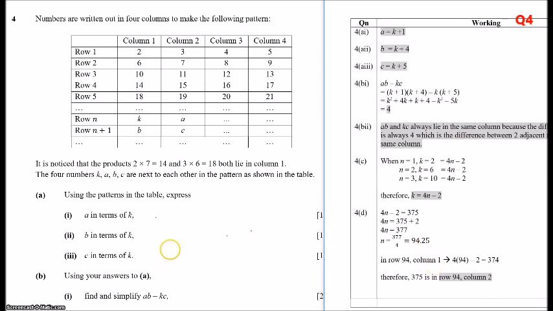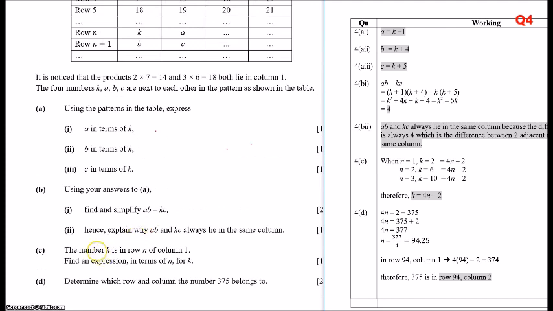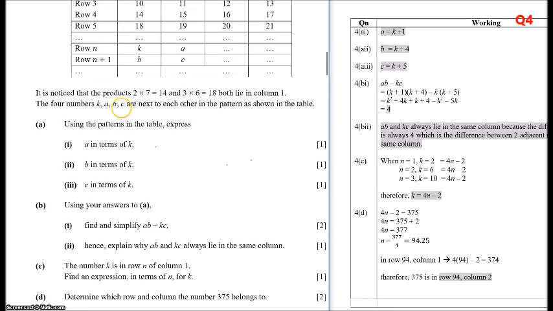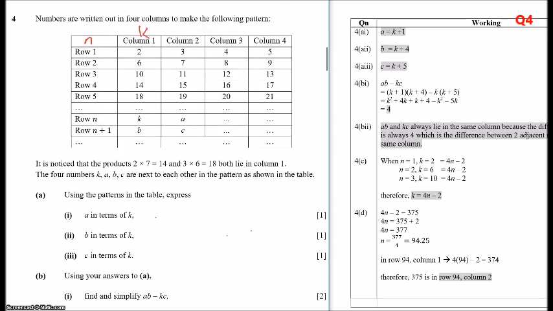Okay, so then let's continue. So let's go for C. So the number K is in the row N of column 1. And then I need to find the expression in terms of N for K. Okay, so what they want you to do is, let's say this number, I need a formula that gives me this 2 and the variable is 1. So this is the so-called N here. And this number is the K.